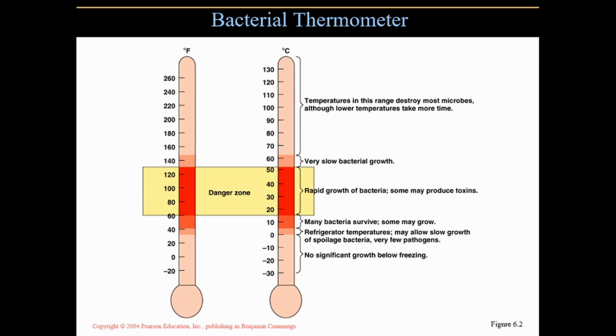Then you get down to the refrigerator temperatures, where at the refrigerator temperature, it doesn't kill the bacteria, but it really slows down their metabolism. It really slows down their rate of division. It renders their ability to produce toxins pretty much useless. They aren't able to produce their toxins very well. And then when you get down below freezing, for many species of bacteria, there's no significant growth at all.